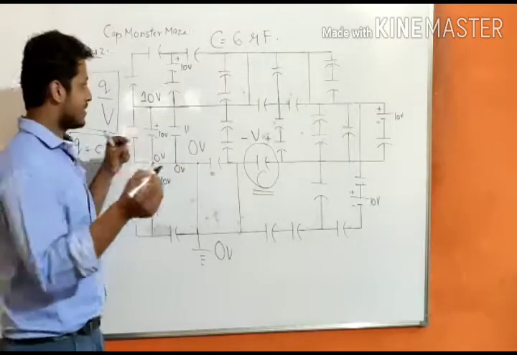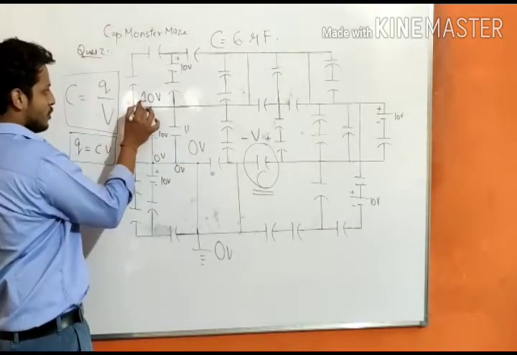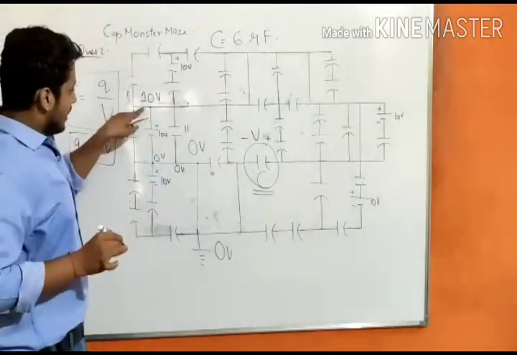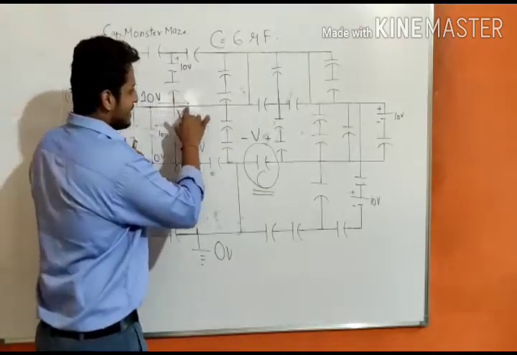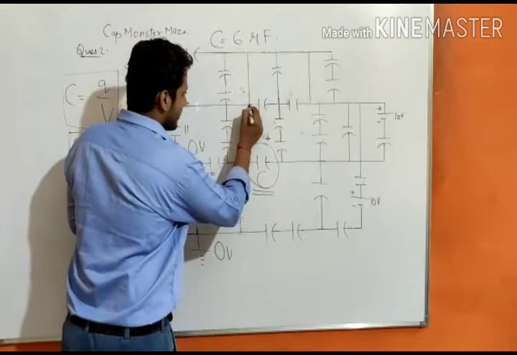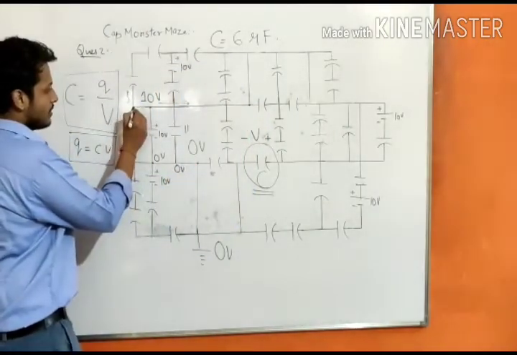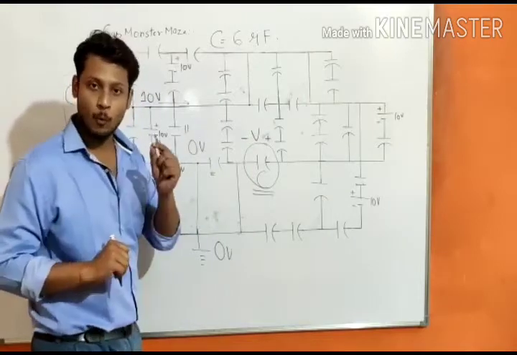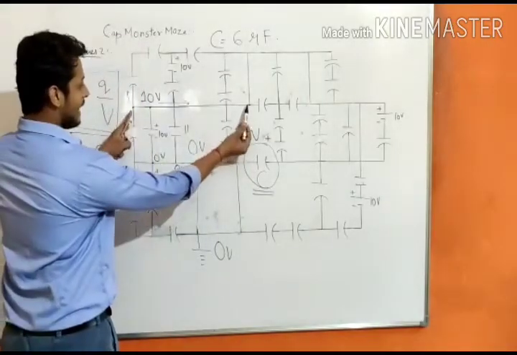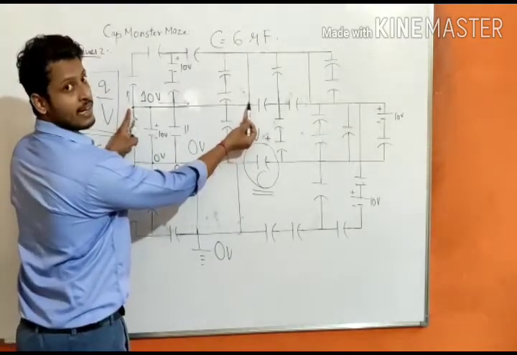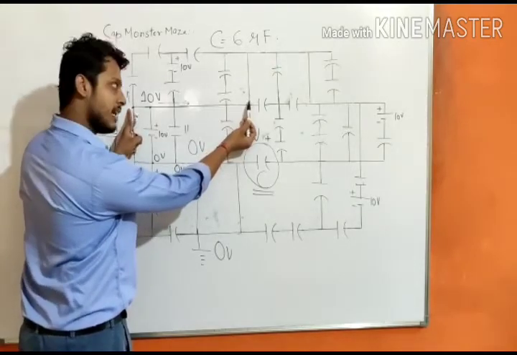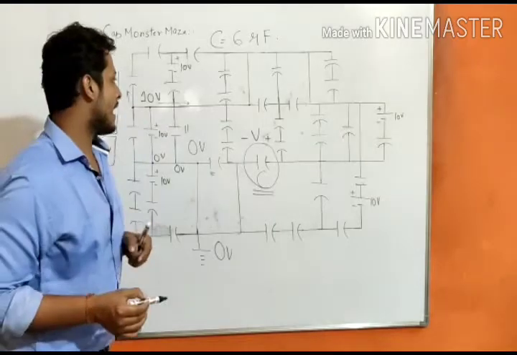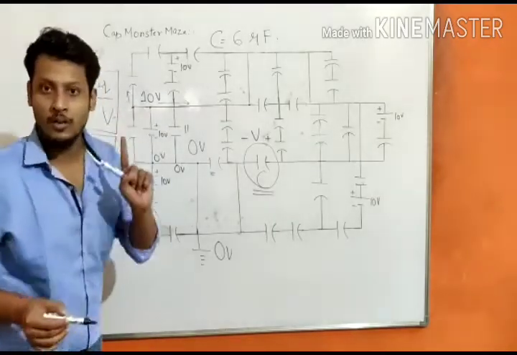Obviously you have two paths, one to go like this, and another one to go like this. Now this entire line, starting from here till here, is at 10 volt. Why? Because in this line there is no capacitor connected. If there is no capacitor connected, the entire line will land up at this 10 volt voltage.